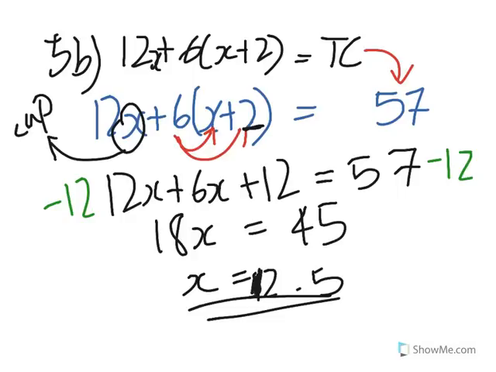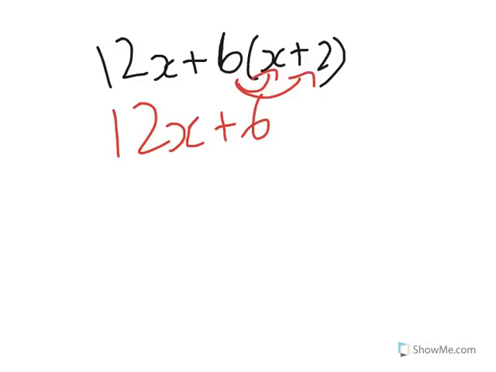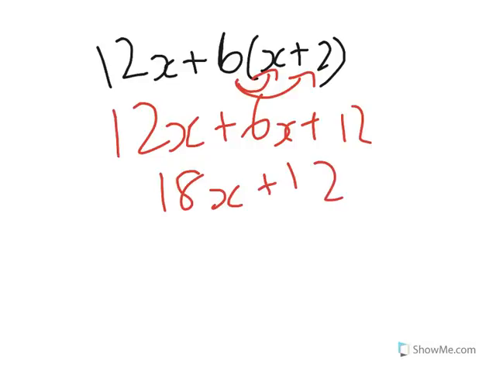And by the way, for 5a, I made a small mistake. You remember how you had 12x plus 6 brackets x plus 2? Well, what they want you to do is simplify it. So you've got to do 12x plus 6, remember, factorize 6x plus 12, and you've got to simplify this into 18x plus 12. Otherwise, they won't give you the second mark. So just make sure you do that.